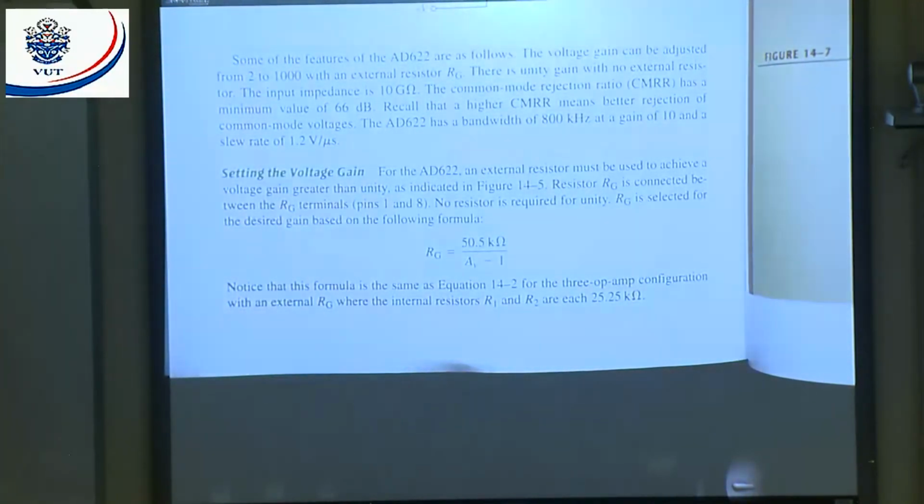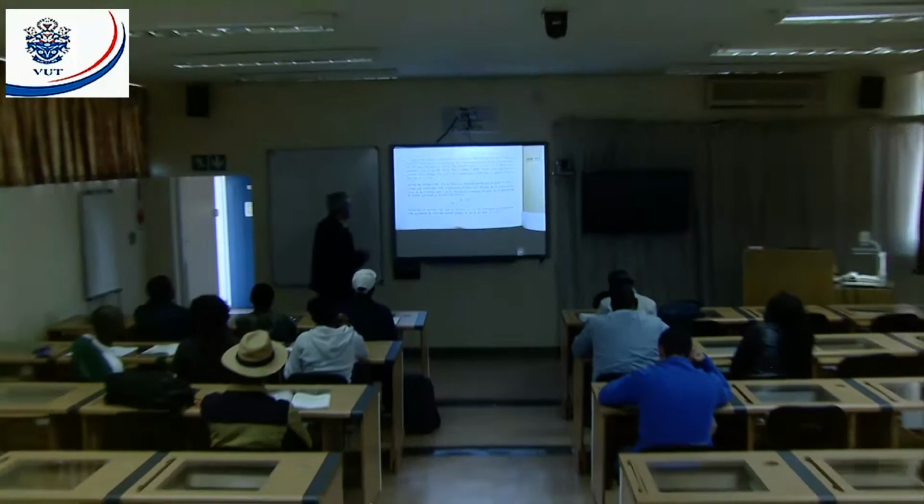All right. They say notice that the formula is the same as equation 14.2 for the 3 op-amps configuration with the external RG, where the external resistors R1 and R2 are each 25,25 kilo ohm. In the previous example, we used 50 kilo ohms, but for this device, it's 25,25. That's why it will give me 50,5 kilo ohm. All right. That is standard for that device. That means if you're going to use the AD622, you're going to use 50,5 kilo ohms. All right. Just remember.